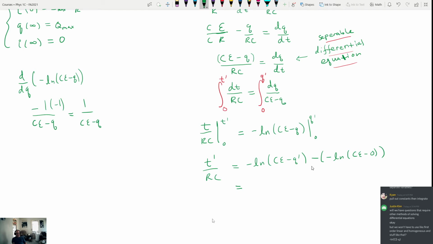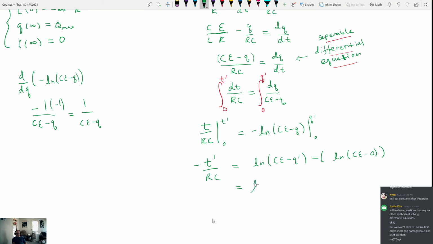I really wish I'd multiplied the negative sign to the other side. I think I'm going to do that actually. Let's go back to this line right here, and let's just go ahead and shove the negative sign over here. Hopefully that's not too confusing. I want to leave it there. We're going to move it here, which means this is just going to be the natural log of CE minus Q prime minus the natural log of CE minus 0. I just moved the negative sign over there.